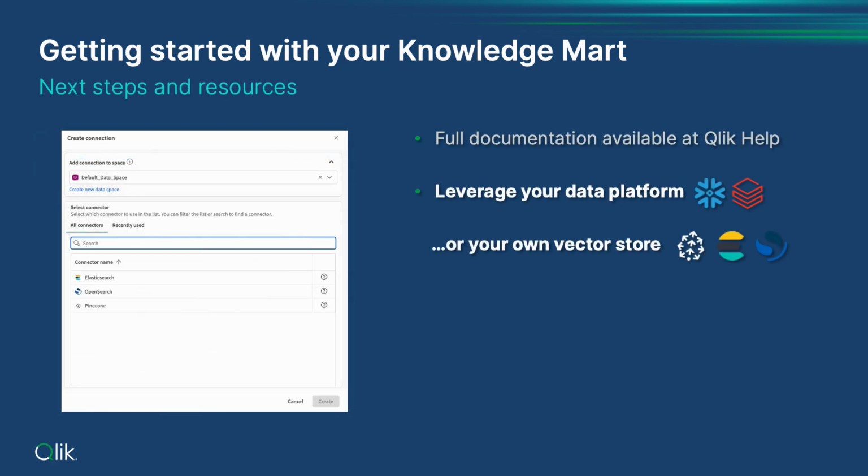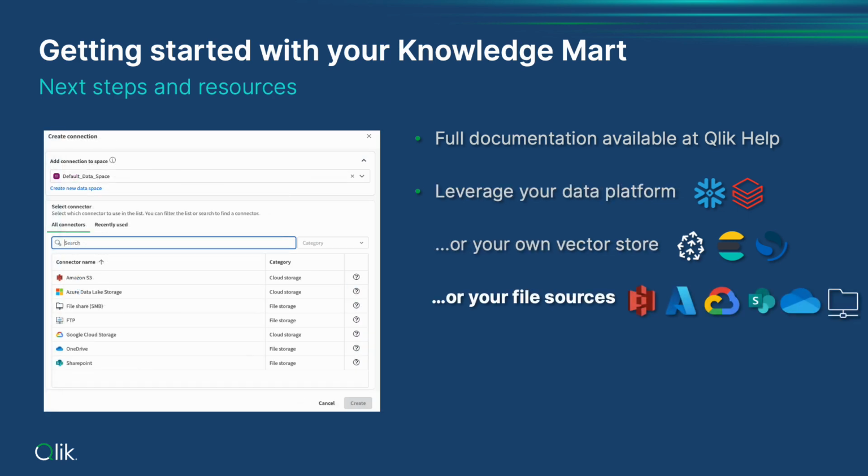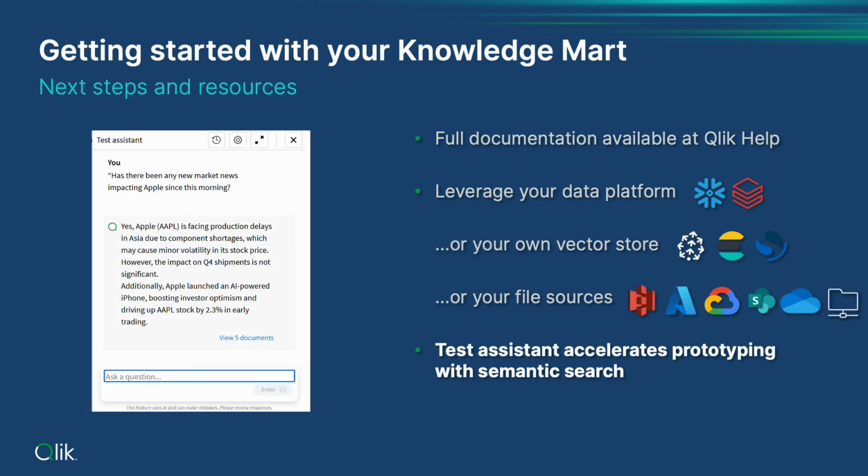Get started. Being able to bring your own data platform, be it Snowflake or Databricks, is extremely powerful. To be able to access your pipeline data in real time, you can bring your own vector store. If you're using something like Pinecone, you can do so, or you can connect to your file data sources. Use our test assistant. It allows you to then look at the documents, test the embeddings, to test the vectorization with this semantic search as well. Having that fully integrated into the platform is very, very powerful.